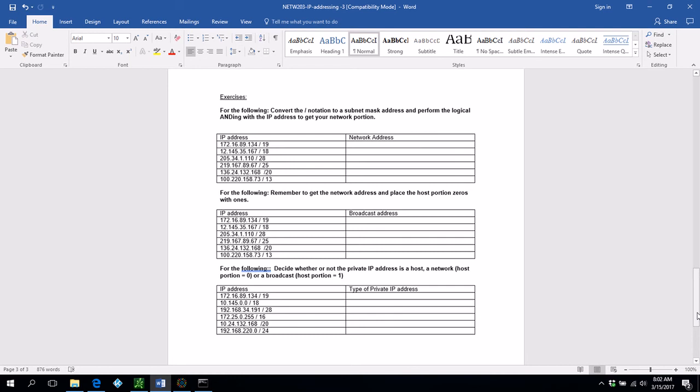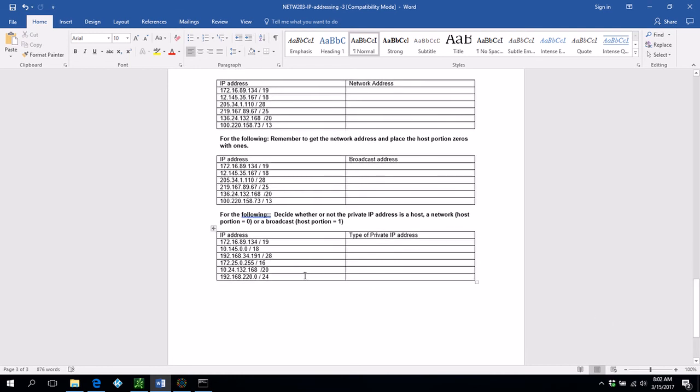On the last part, all you have to do is identify, and I know they are all private, by the way, whether this is a host, a broadcast, or a network. Don't do any ANDing right here. What I want you to do, for example, on the first address, is write this number, 172.16.89.135, in binary format, put the first 19 bits on the side, and then look at the last 13 bits. Are they all zeros?